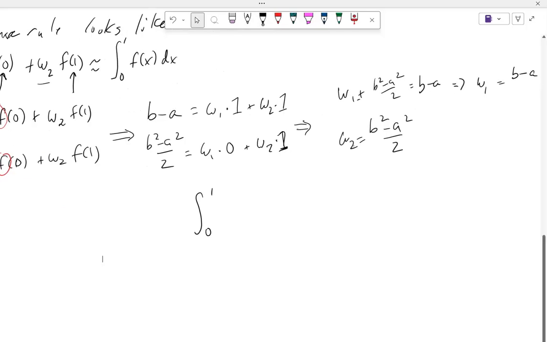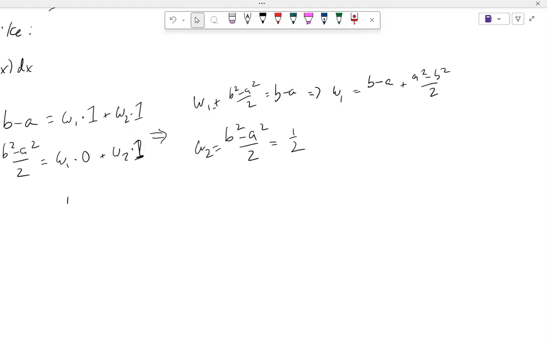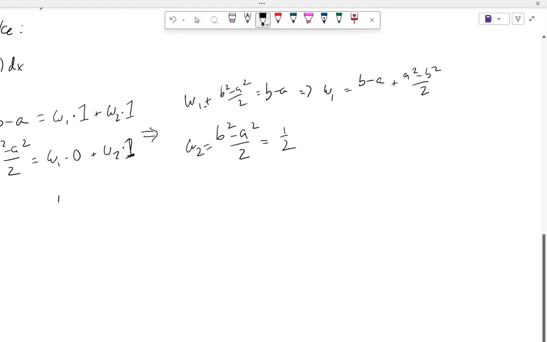So let's go back over here using the zeros and ones. If I use zeros and ones, what's W2 equal to? You put a 0 in for a and a 1 in for b. What do you get? A half. Good. And if I do the same thing over here, let's write it this way, W1 plus a half equals 1, right? That's why it was looking weird. I forgot to put the numbers in. W1 equals 1/2 as well, right?